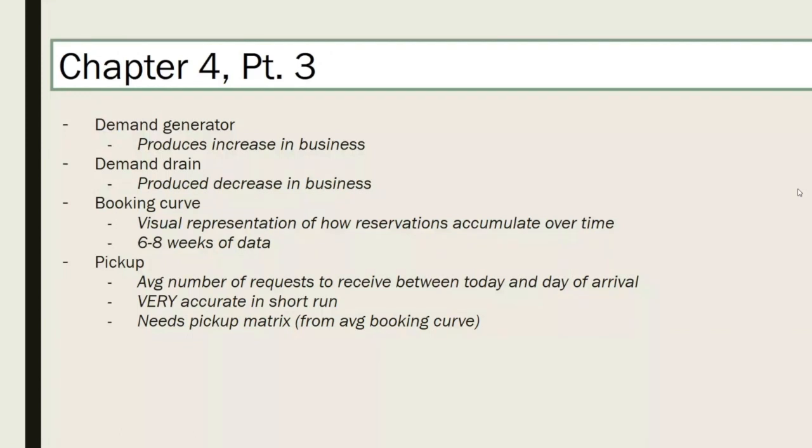The booking curve, because I think we have to speed up a little bit. I've been blabbing on for too long.